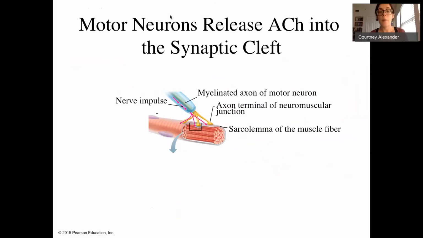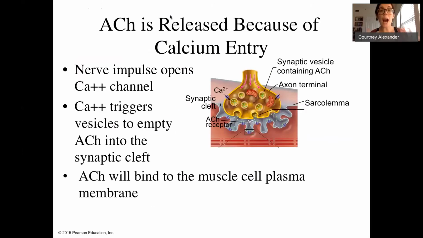They come again from our spinal cord. So that motor neuron, what's the chemical they release? Acetylcholine. You'll see it abbreviated very frequently as ACH. So they're going to release ACH into the synaptic cleft. And why do they release ACH? Well, let's back up a step. So why does our motor neuron release acetylcholine?